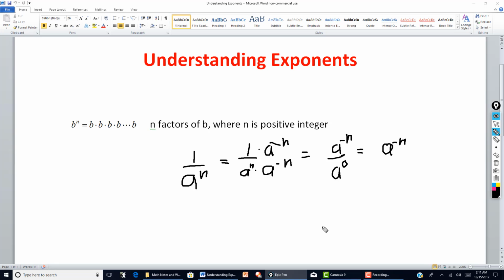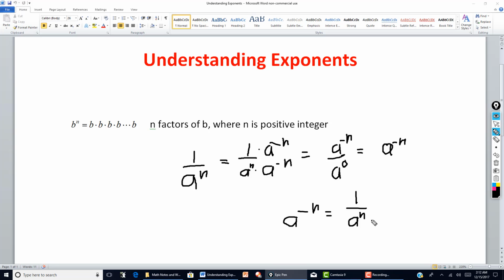So this tells me that a to the negative n is the same thing as 1 over a to the n. I just bring it down and change the sign. Those are the same thing.